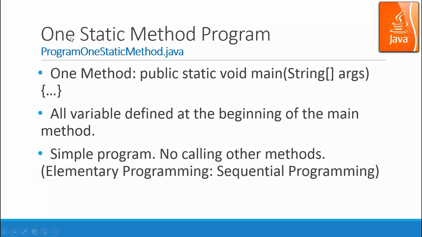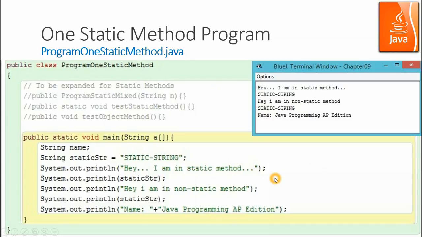First, let's look at one static method program. One static method is public static void main that we have been using many times. All variables are defined at the beginning of the main method. It's a simple program, no calling other methods. This serves as elementary programming, or sequential programming.